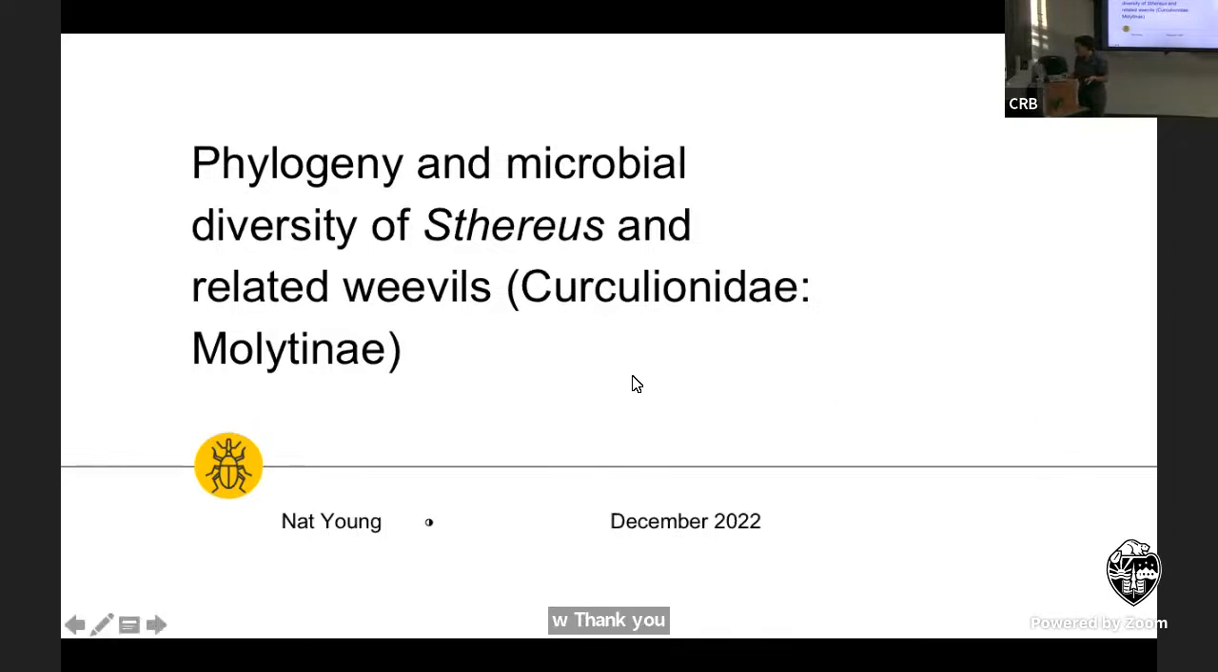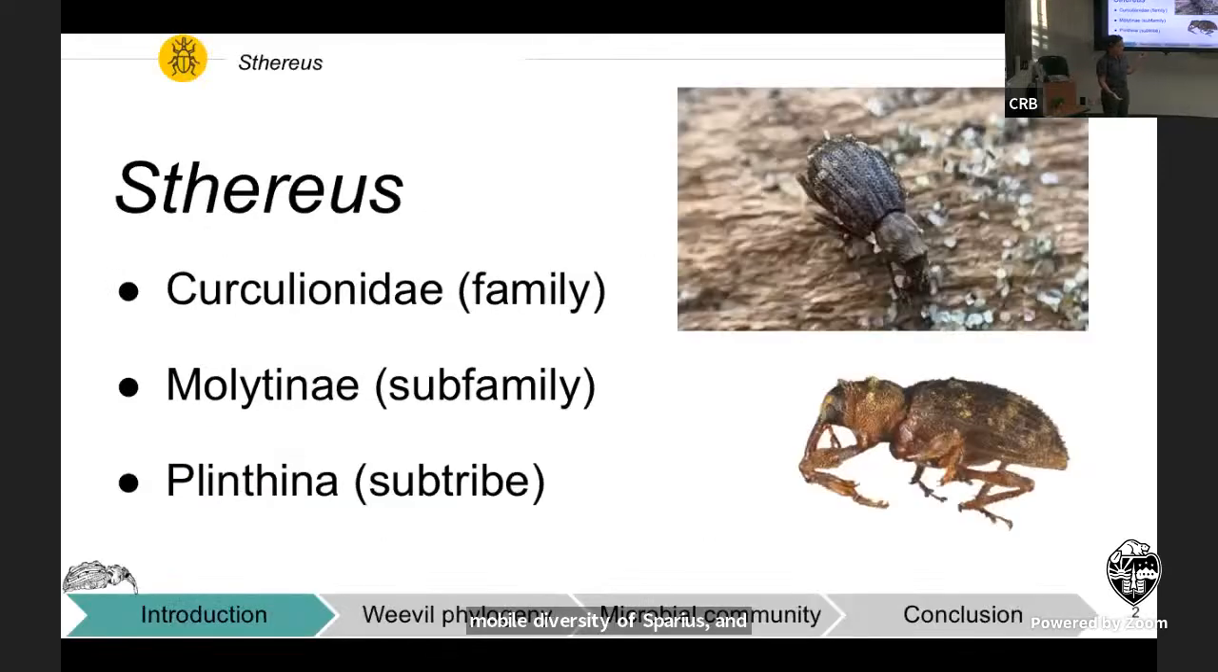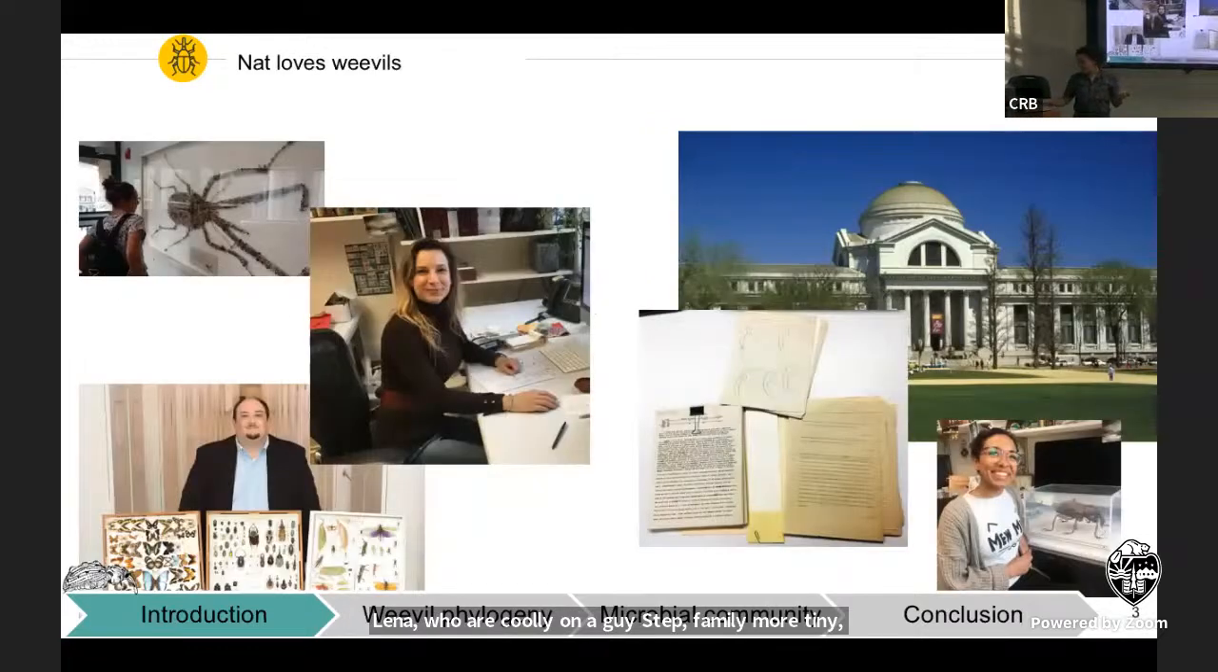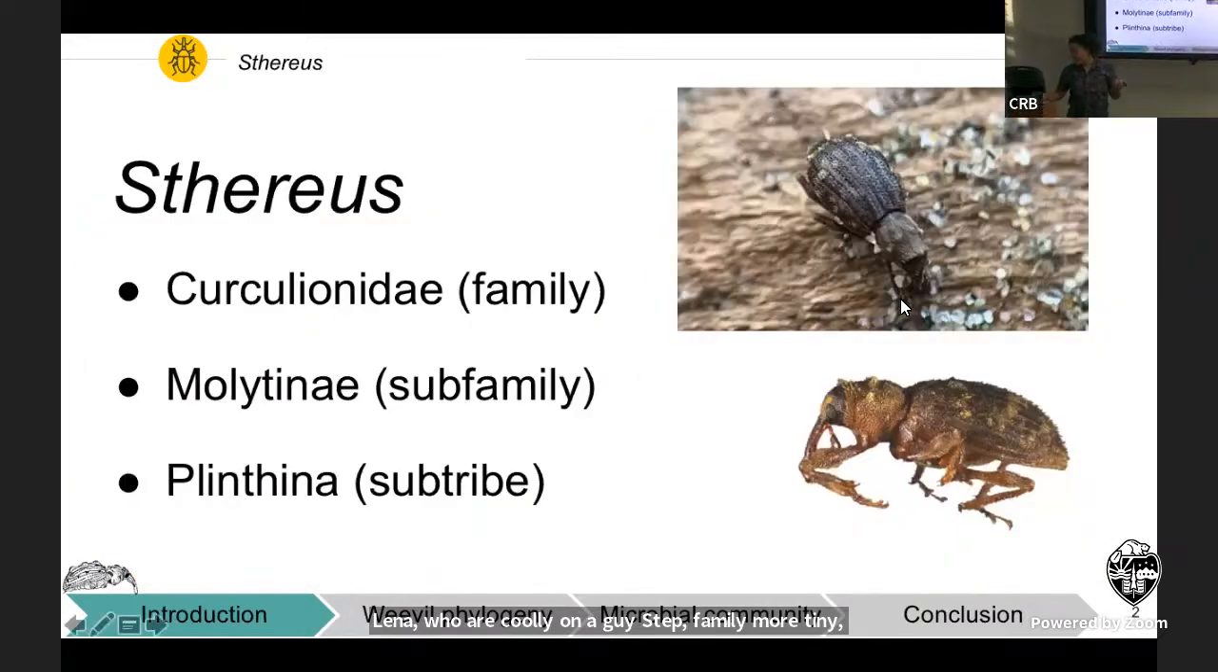Got it. Okay, hopefully everything's working. So welcome. Today I'm going to talk to you guys about the phylogeny and microbial diversity of Starius and related weevils. Starius, who are they? What are they? Why do we care? Starius are weevils, which are in the family Curculionidae, subfamily Molotini, and the subtribe Plincna. In particular, these are some examples here of what Starius looks like.